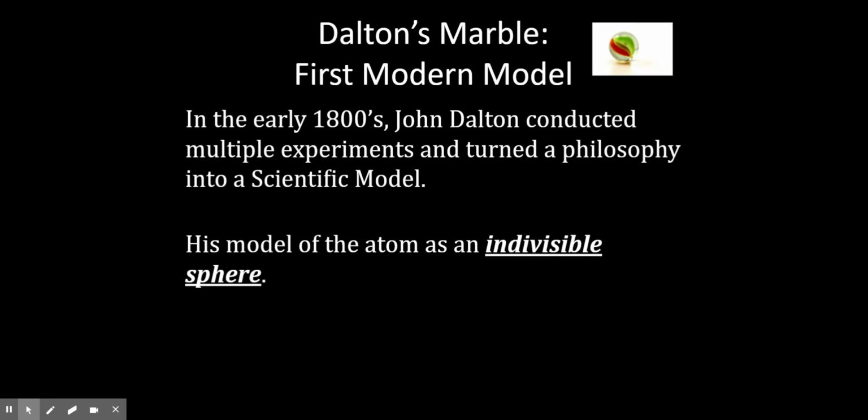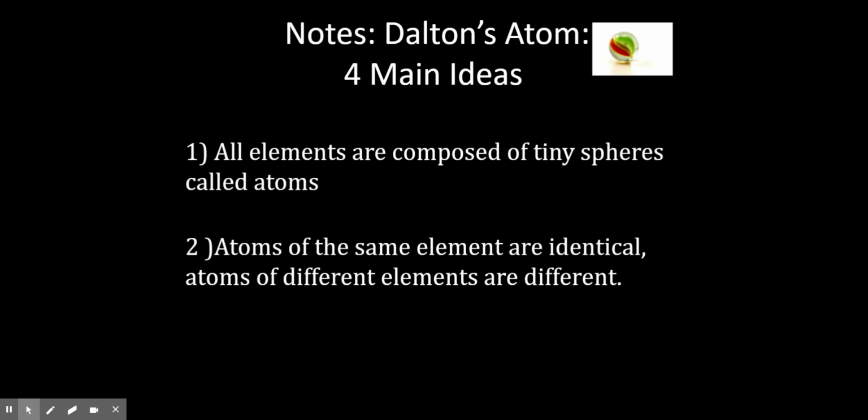The man who turned it into a scientific model from a philosophical model is John Dalton. In the early 1800s, John Dalton conducted multiple experiments, including splitting water into hydrogen and oxygen, which I've done for you guys in class. He turned this philosophy into a scientific model. His mental image of the atom was that of an indivisible sphere, kind of like the marble I have up there in the upper right. His model was based on 4 premises.